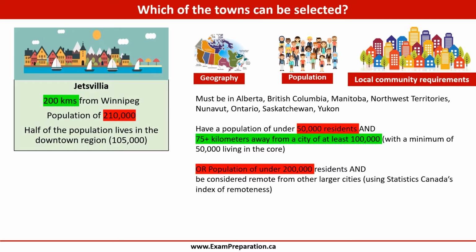So when we take a look at the geography here, we have JETS Vilia as being 200 kilometers from Winnipeg. Now, this doesn't give us too much information. And like I said, don't invest your time in memorizing the Canadian map and all the little towns all over Canada, right? In this case, we have to work with the information that they give us. They give us Winnipeg, and JETS Vilia is 200 kilometers from Winnipeg. Does that mean that JETS Vilia meets those geography requirements? Well, in the context of the question, we would consider it as yes.